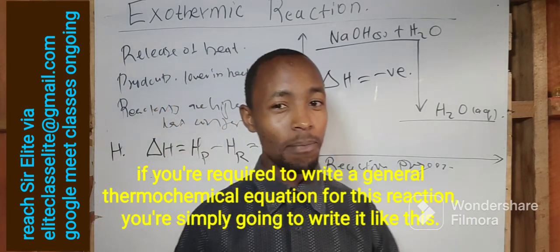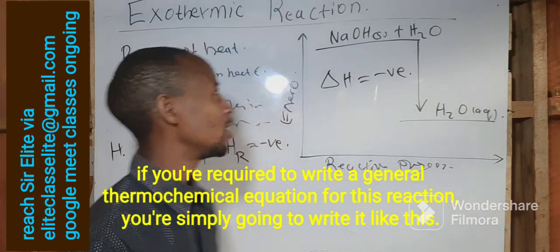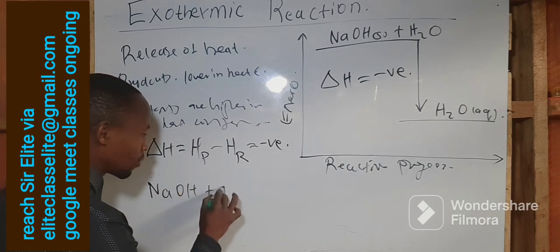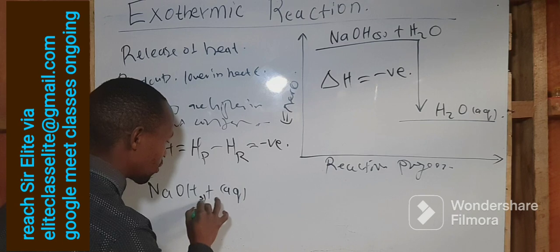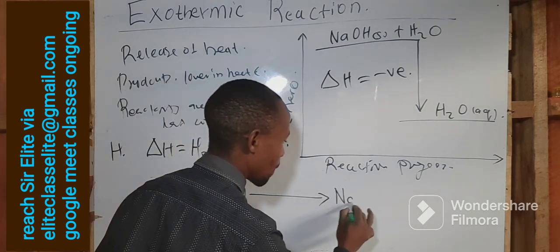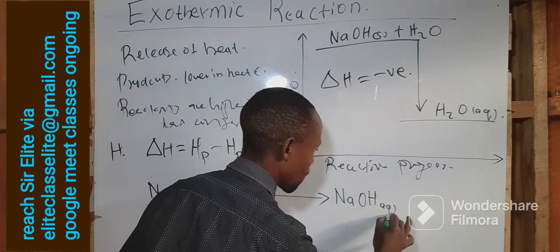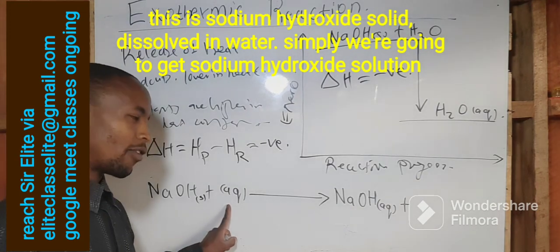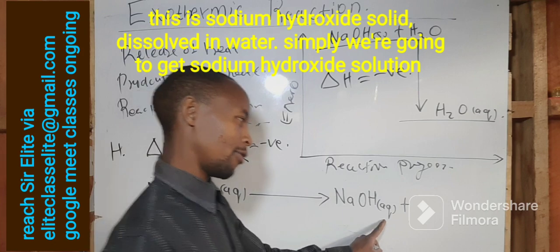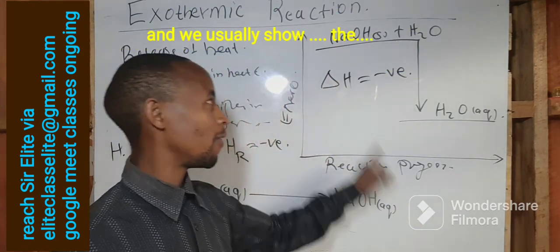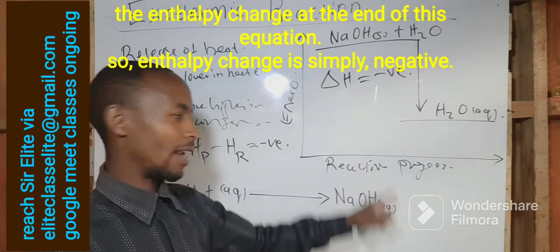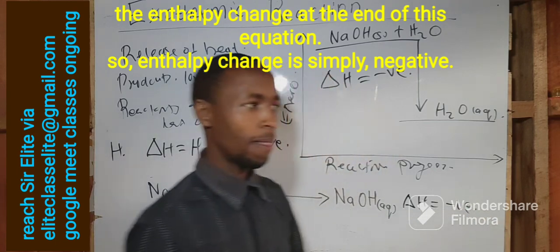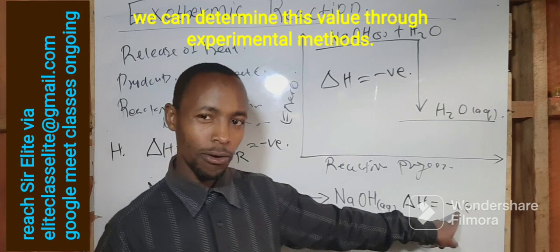If you are required to write a simple thermochemical equation for this reaction, you are simply going to write it like this. Sodium hydroxide solid dissolved in water. Simply we are going to get sodium hydroxide solution, and we usually show the enthalpy change at the end of this equation. So enthalpy change is simply negative. We can determine this value through experimental methods.